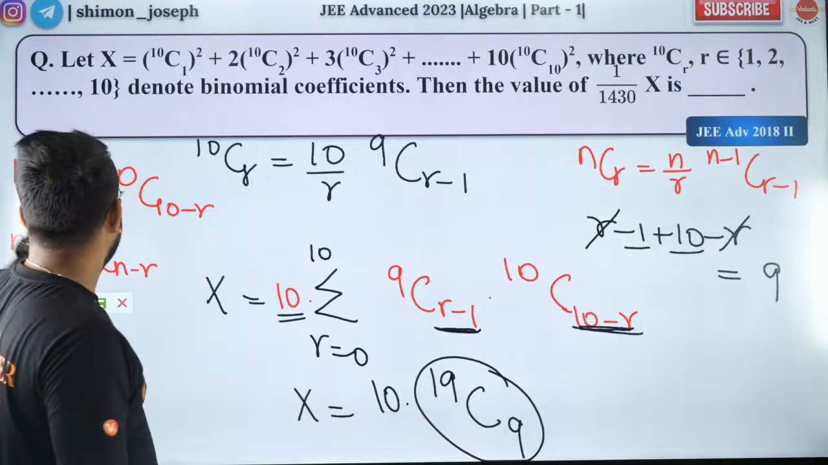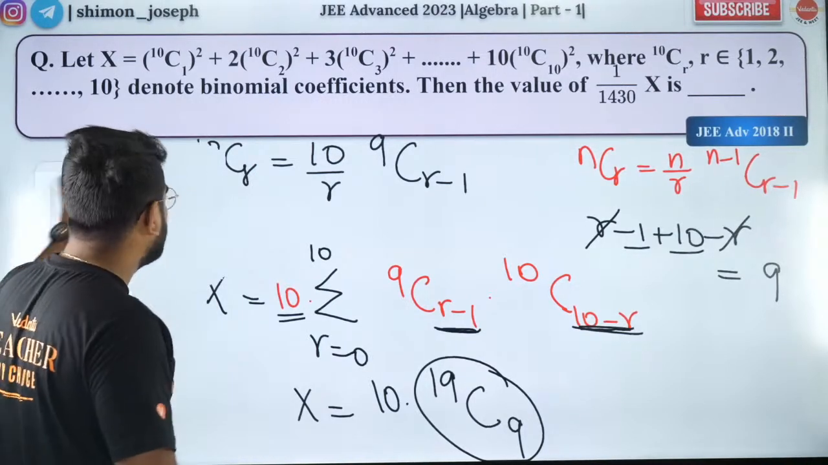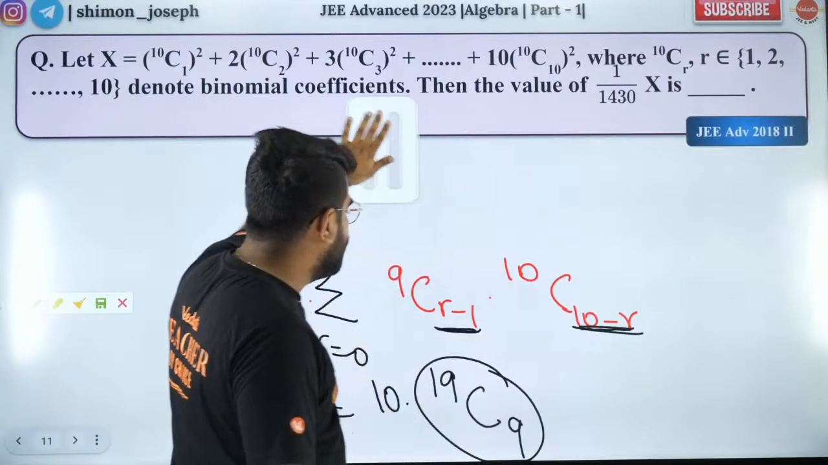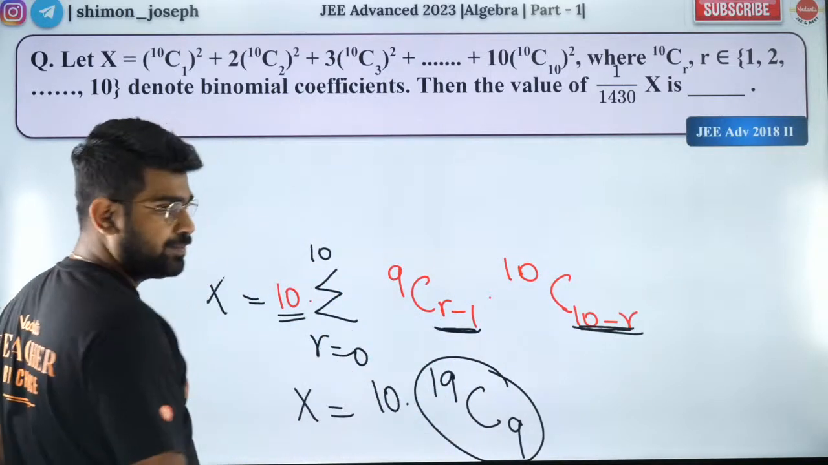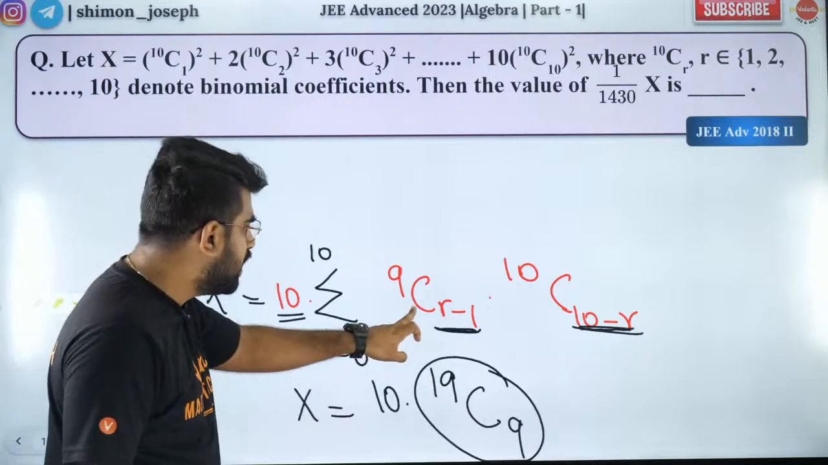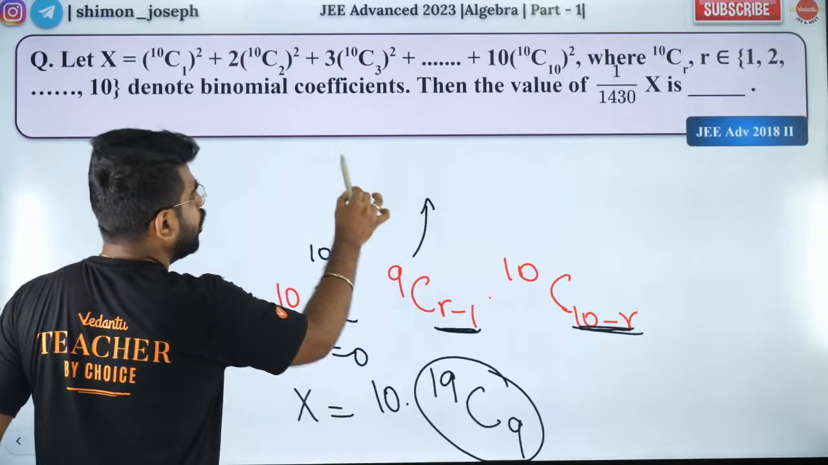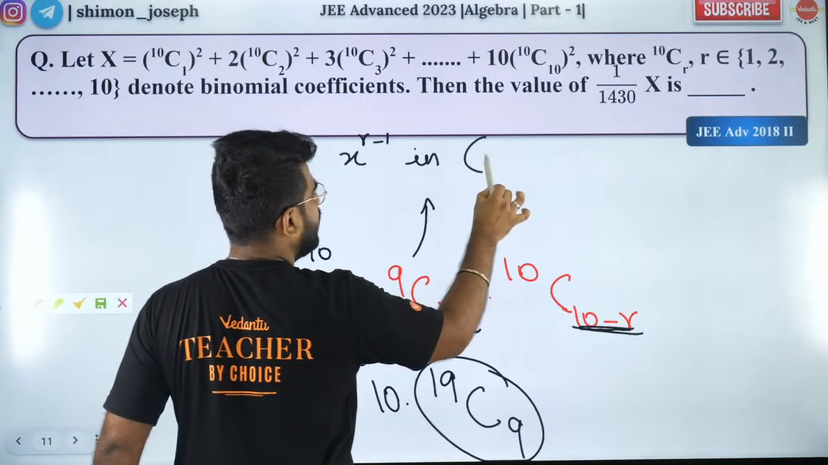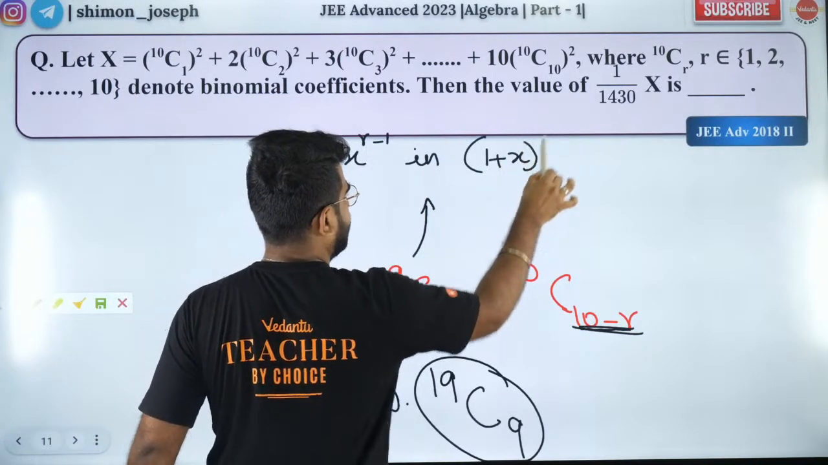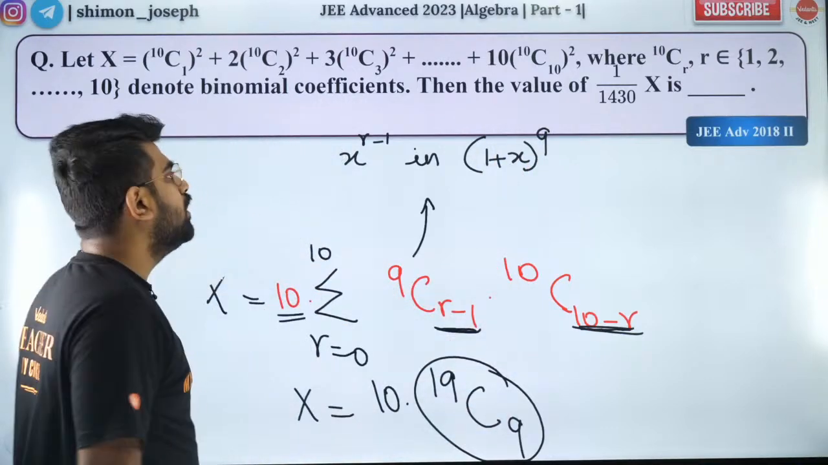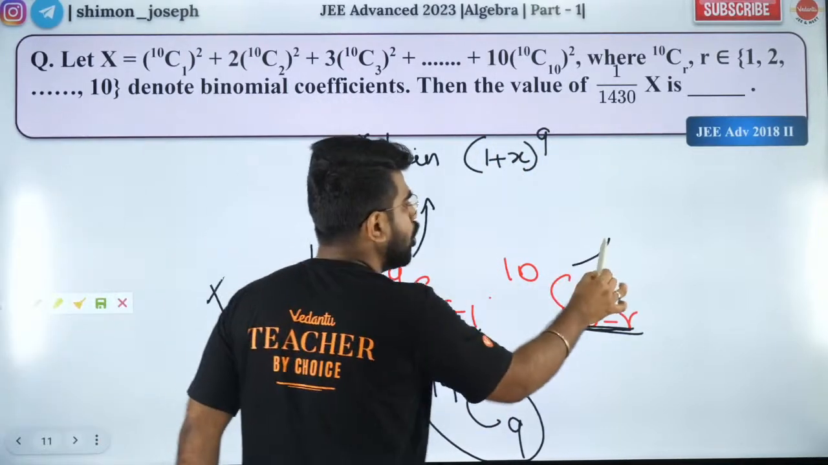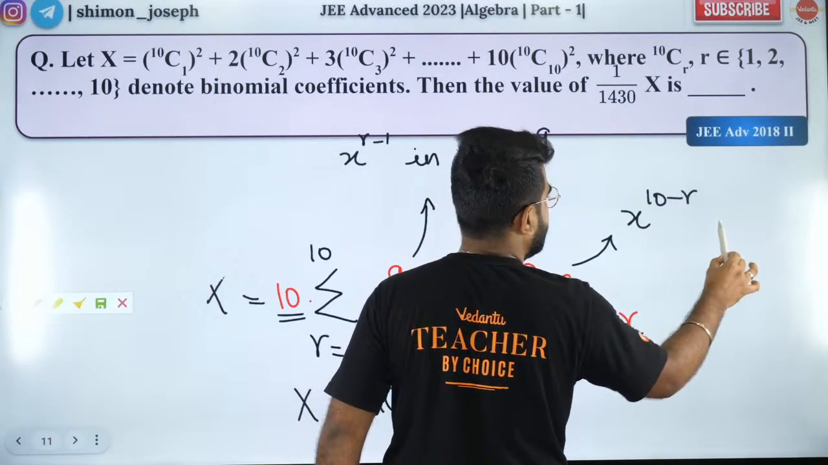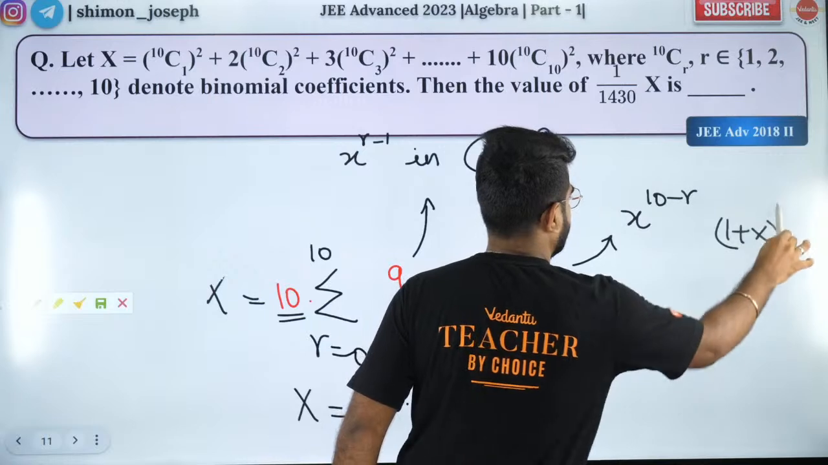For those who are wondering, sir, I understood everything, but the last step I did not understand. How did you get 19C9? This is nothing but the coefficient of x to the power r minus 1 in 1 plus x to the power 9, correct? And this is the coefficient of x to the power 10 minus r in 1 plus x to the power 10.